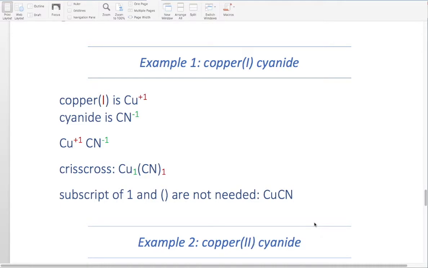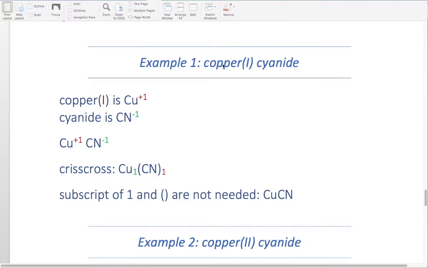The first thing I'm going to tell you is the trap to not fall into. A lot of people look at this and think this means one copper and one cyanide, and then they look at this and think it means two coppers and one cyanide. But that is not what the Roman numerals mean. They mean the charge, and then the charges have to be balanced within the compound, so this is the process you have to go through.